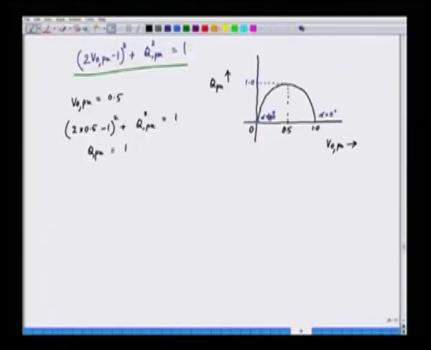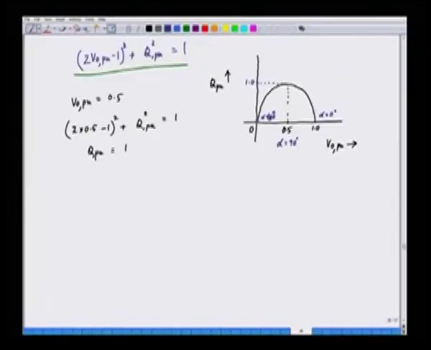Now, we can see that corresponding to this V naught per unit equal to 0.5, what is the triggering angle? The triggering angle alpha corresponding to this would be 90 degrees. So, when alpha is 90, we have maximum reactive power drawn from the source. If alpha is 90, alpha by 2 is 45 degrees, and that is why we have maximum reactive power here, that is, Q per unit is 1.